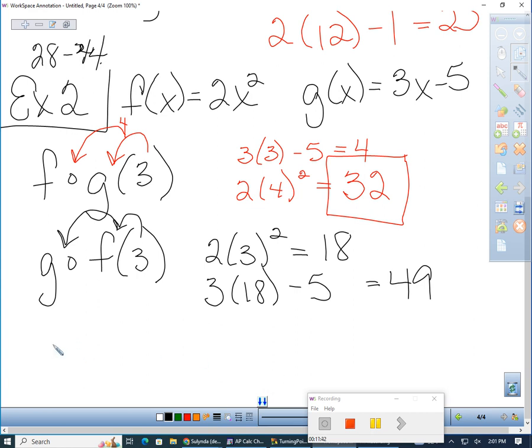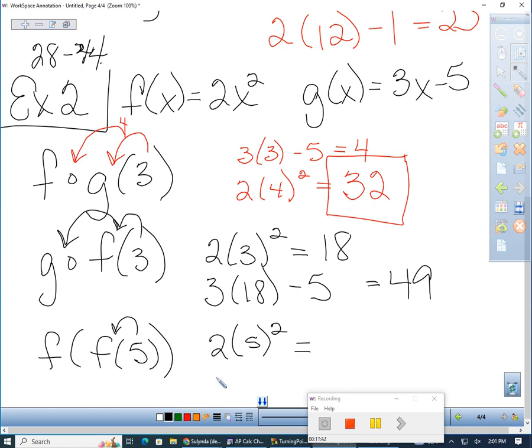All right, let's do f of f of 5. So we're going to take 5 and plug it into f. So it goes right here. So we have 2 times 5 squared. 50, good. So now I'm going to take that 50 and plug it back into f. So 2 times 50 squared. Isn't that 5,000? 50 times 50? Okay. Just making sure.